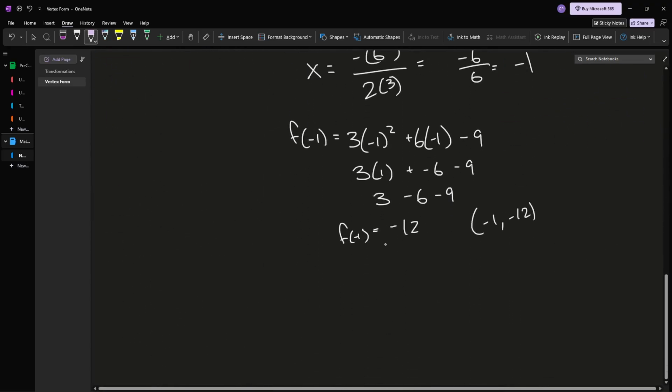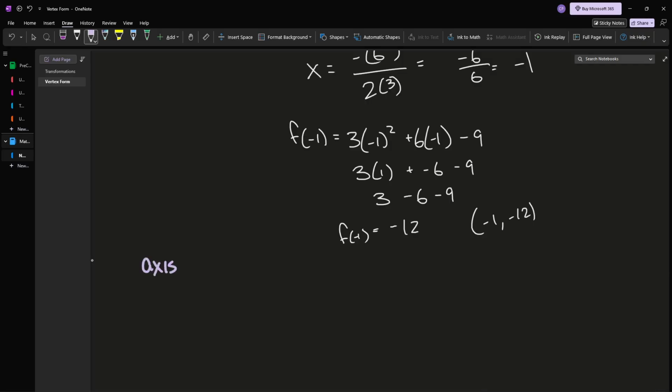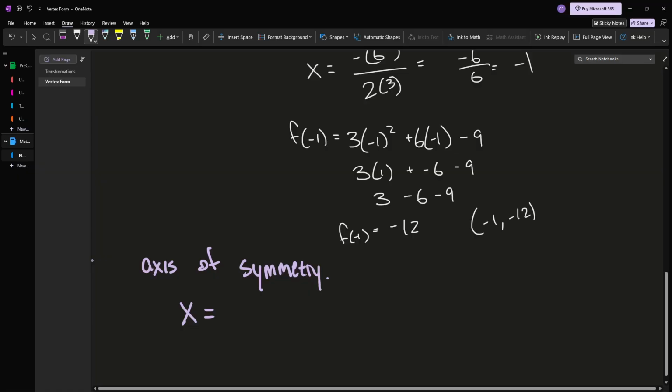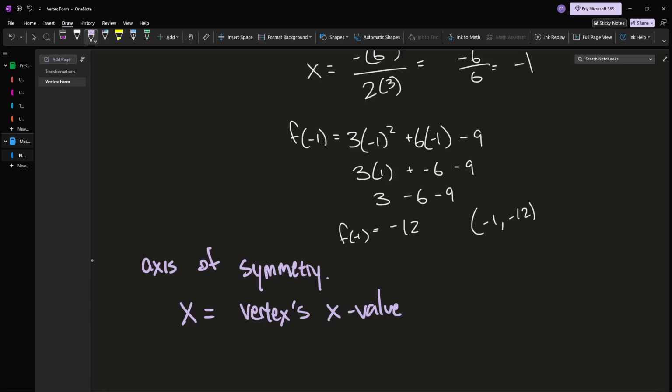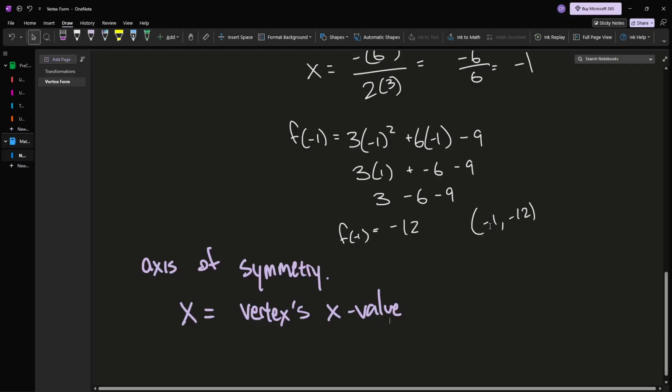Your symmetry, where you find the axis of symmetry, your axis of symmetry is at your vertex. X equals your vertex's x value, because your vertex is where we turn, so that's where you're symmetrical. So your x is equal to negative 1 in this case.